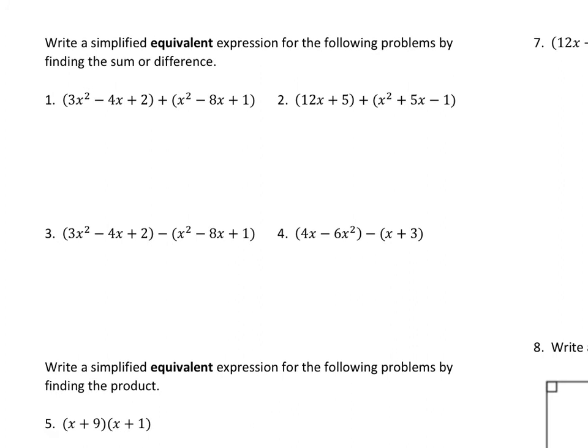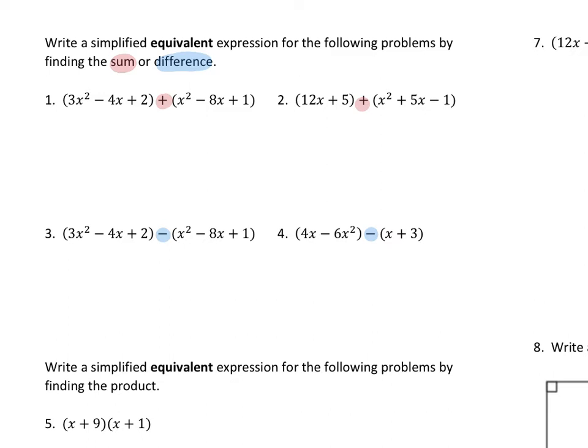It says to write a simplified equivalent expression, because we're just simplifying here, for the following problems by finding the sum or difference. We're going to be finding the sum when you see plus signs. And we're going to be finding the difference, obviously, when you see subtracting signs. Now remember, to find a sum, all you have to do is combine like terms.